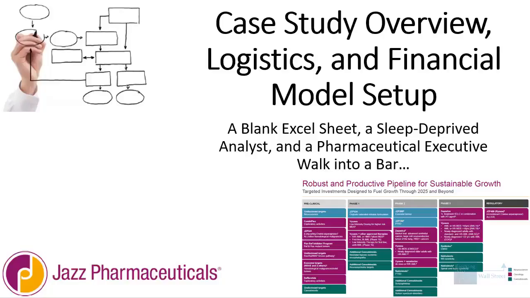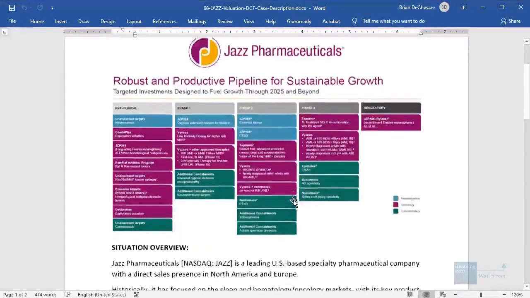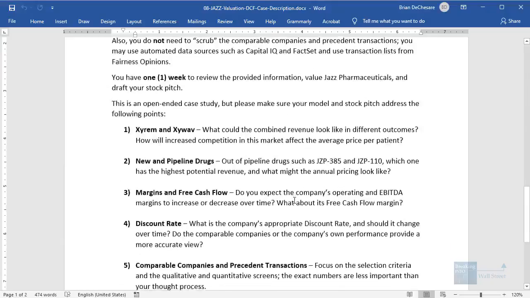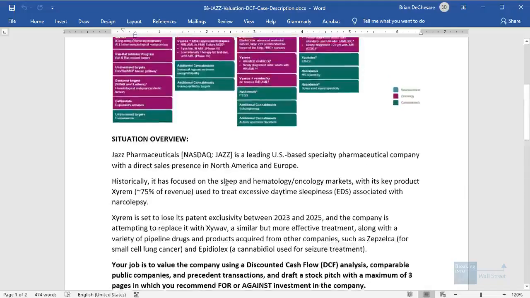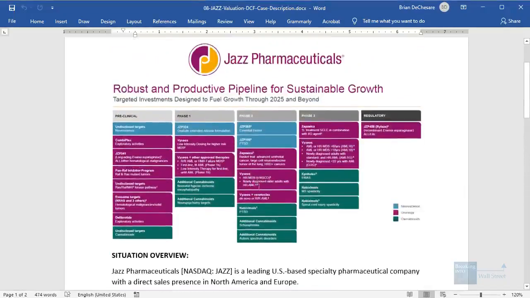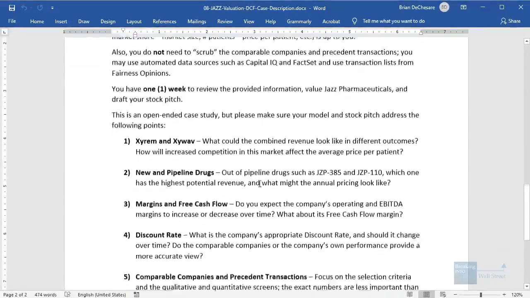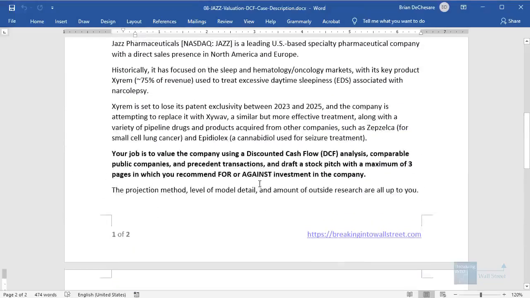Hello and welcome to the first lesson in this more advanced valuation and DCF case study based on Jazz Pharmaceuticals. Now you can take a look at the case study document here, which is pretty short, only about 2 pages, and most of the scenario is just described on the first page. A large portion is taken up by this image as well. So it's a pretty short document and the case study is quite open-ended.